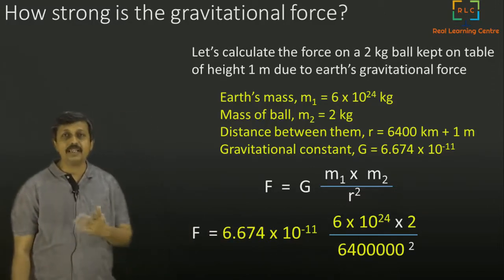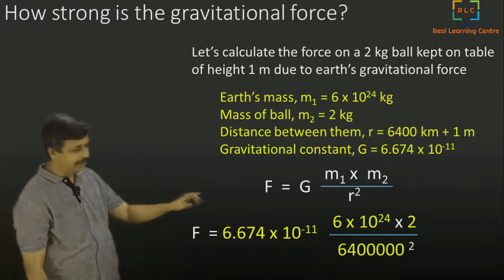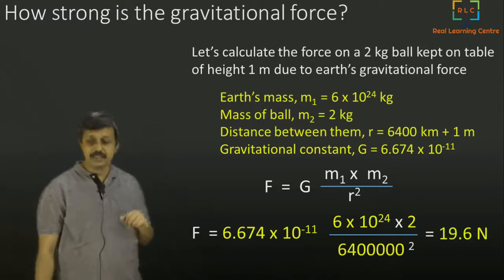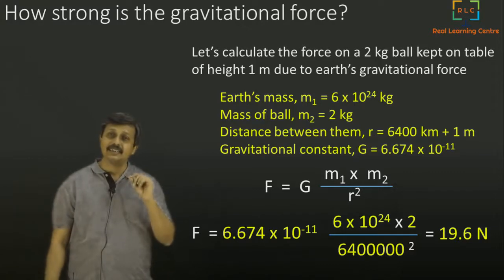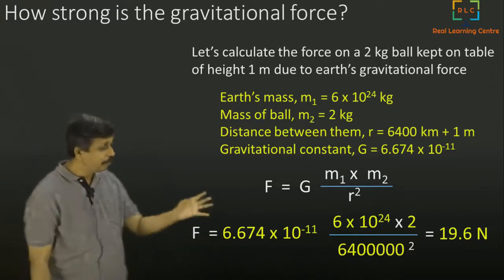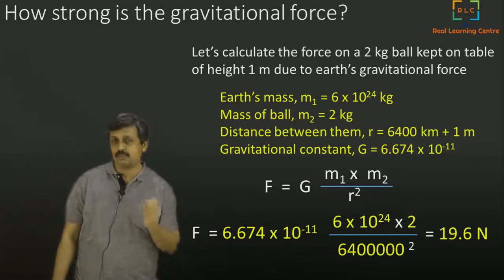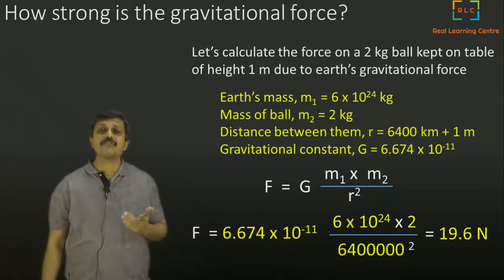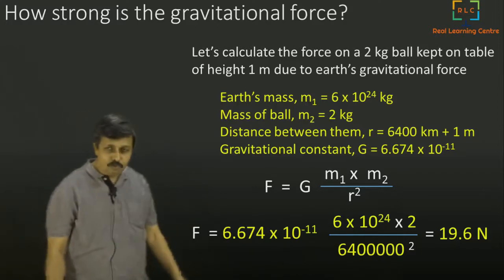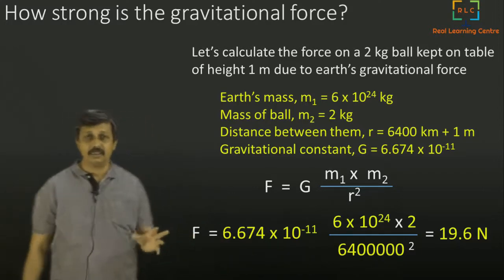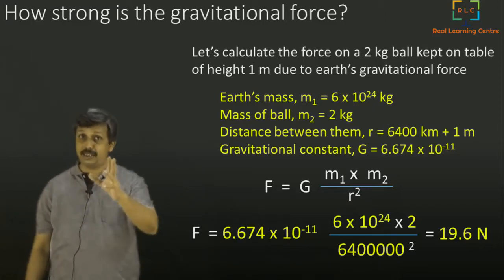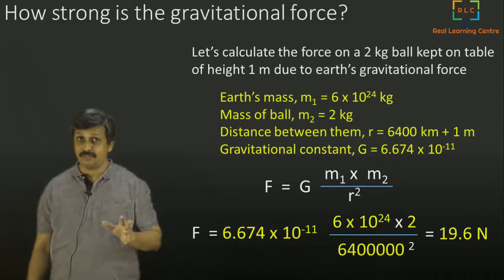So if I calculate this, you can either use a calculator, or if you can calculate fast, you will get 19.6 something, okay, newtons. 19.6 newtons. Because it is force, we use the unit newtons. So the force on the 2 kg ball is 19.6 newtons. So we have calculated the exact amount of force.